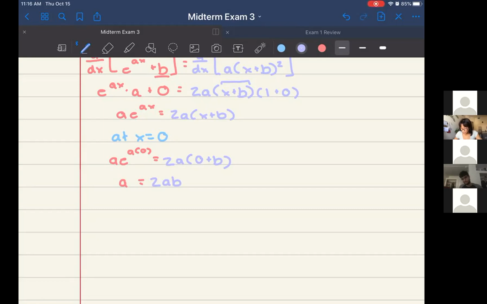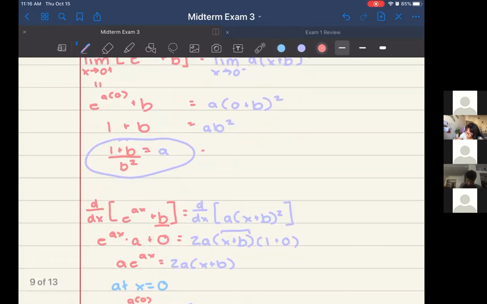Now, what I did, I divided by 2a on both sides to isolate b. So divided by 2a, the a cancels out on this side, and we're left with 1/2 is equal to b. So now that we have the b value, we can plug that in to get A.